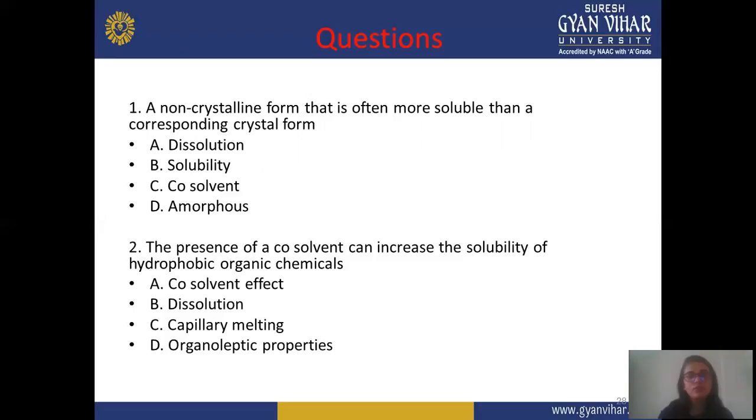And the second question is: the presence of a co-solvent can increase the solubility of a hydrophobic organic chemical. In this, you justify how solubility gets affected when you add a co-solvent, or how the solubility of a hydrophobic organic chemical gets changed. In this, option A is co-solvent effect, option B is dissolution, option C is the capillary melting method, and D is organoleptic property.